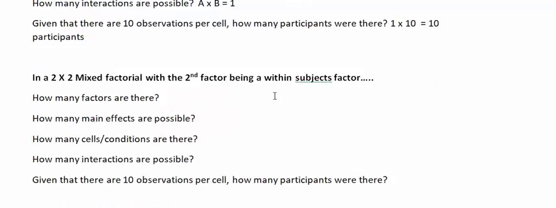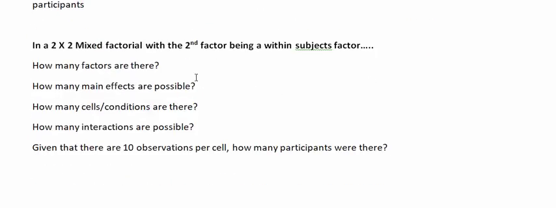Now, using the same stuff, we're going to go down to a mixed factorial. Mixed factorial is where you have 1 between subjects factor and 1 within. And in this case, I have to tell you which one is within or mixed or between. So the mixed factorial here, you have a second factor, which is the within subjects factor. So it's this second one here.